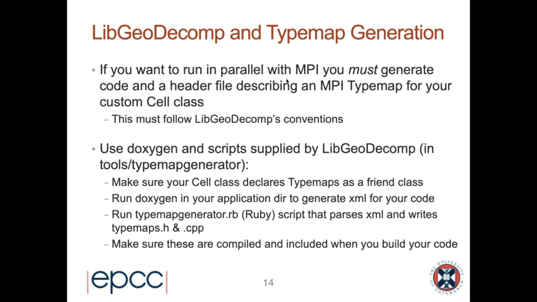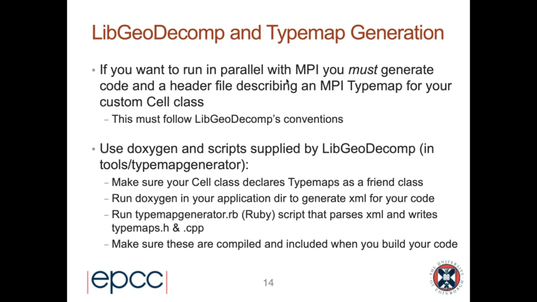And you can't just do this any old way you like. You must do it using LibGeoDecomp's conventions in order for your cell class to interoperate with LibGeoDecomp. So it's quite a convoluted process. You make sure you have Doxygen, the documentation generator software, installed, and then you use it as well as scripts that are supplied by LibGeoDecomp within the directory mentioned there. You must make sure that your cell class also declares that it has type maps as a friend class. Then you run Doxygen within your application's directory, which will generate XML that describes your code.